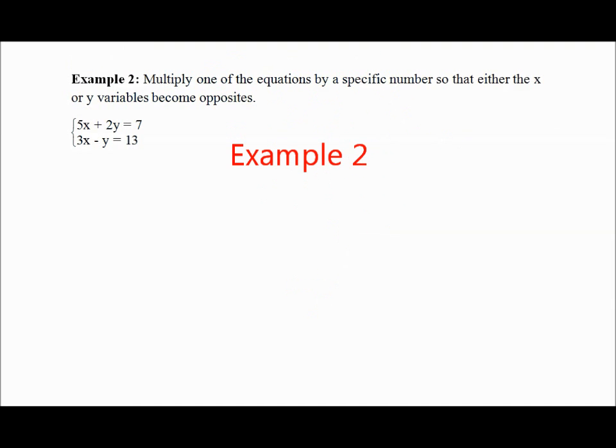For example 2, we're going to multiply one of the equations by a specific number so that either the x or the y variables become opposites. Well, in our first example, we were fortunate enough for one set of our variables to already be opposites. But when I examine my variables in this case, for my x variables, I have a 5x for the top equation and a 3x for the bottom equation. In order for them to be opposites, one would have to be a 5x, the other would have to be a negative 5x, or vice versa. A 3 and a negative 3 for the coefficients. We don't have that there.